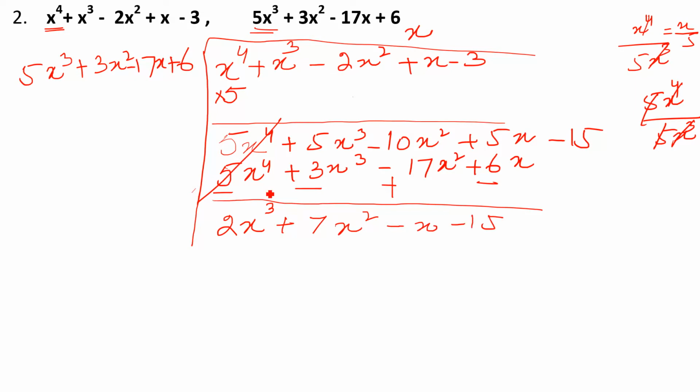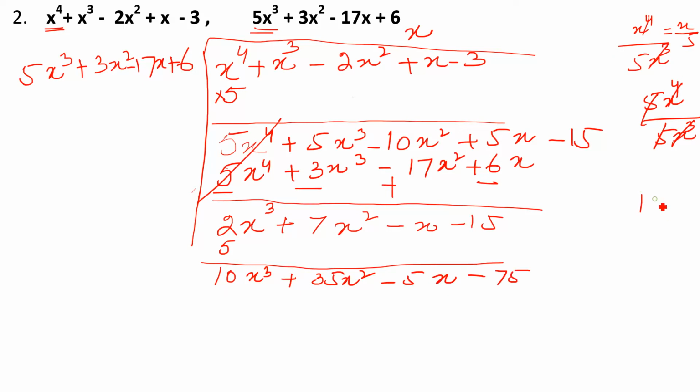So see, now this is x cube, this is x cube, right? You have to check the powers of the variables. Both are okay, so it means we can proceed further. But this is 2, this is 5. So just multiply it again with 5. It will be 10x cube plus 35x square minus 5x minus 75. Now take this first term, x cube divided by 5x cube. X cube will cancel, 5 one time, 5 two times. So here we will get x plus 2.